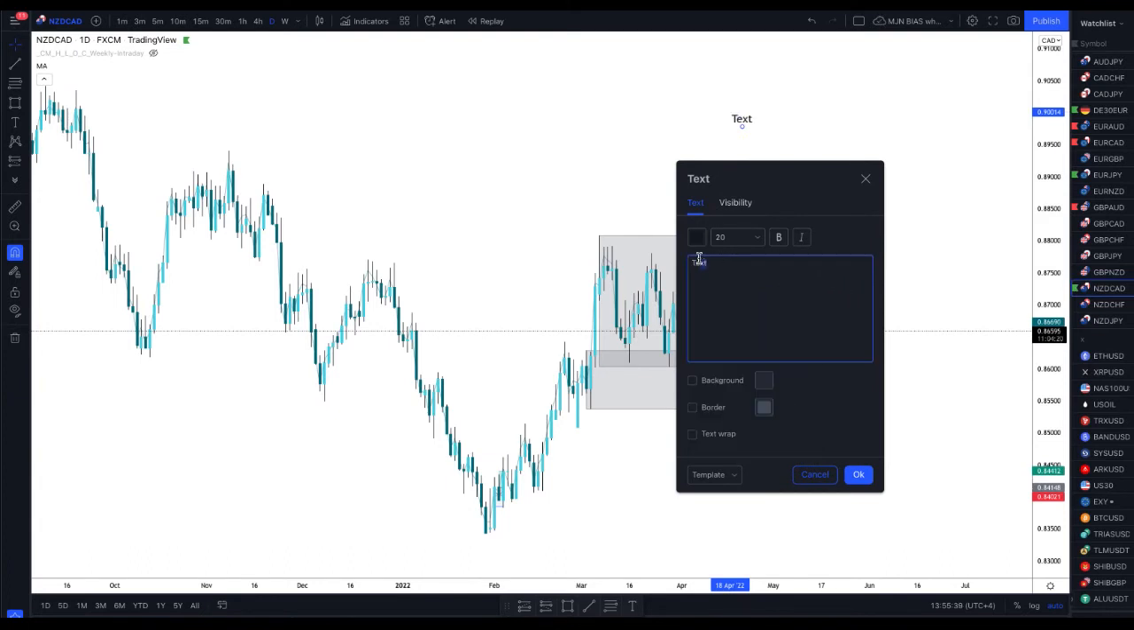Normally, if DXY is bullish, what we will tend to find is Euro will be weak, so it'll be bearish. Aussie dollar will tend to be bearish as well. They're kind of the main ones. JPY will tend to be the same as dollar, which is bullish.